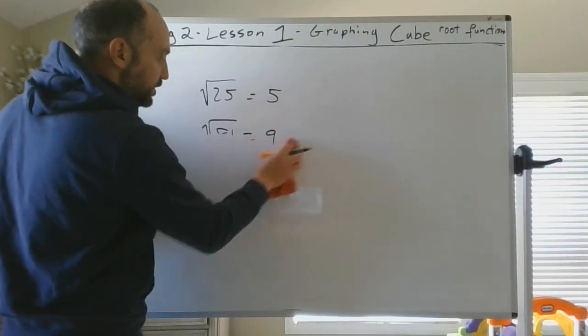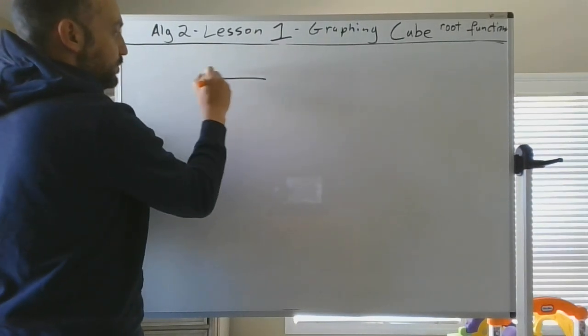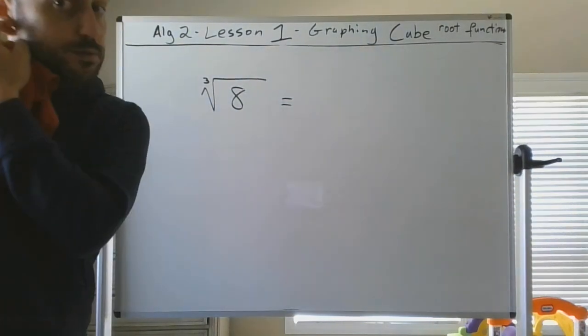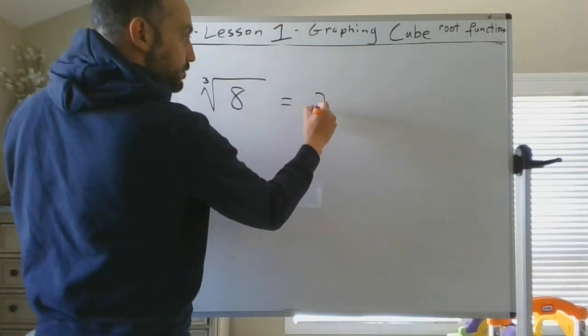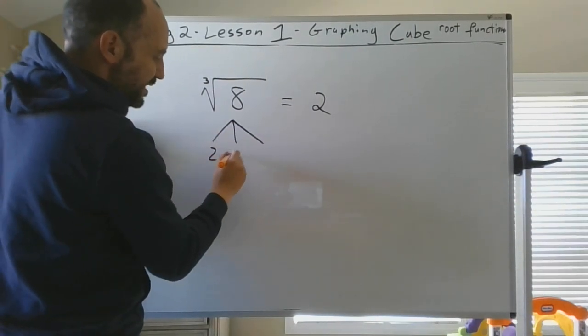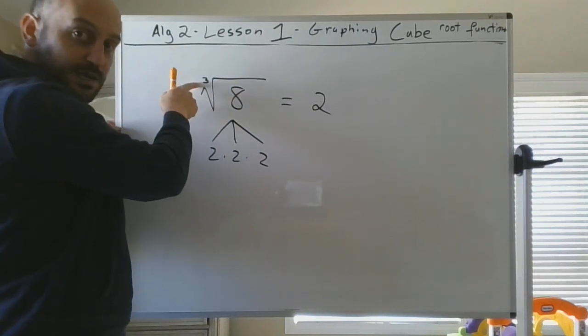Just a quick reminder what a cube root is. For example, the cube root of 8. That has a perfect cube. And the cube root of 8 is 2. The reason I know that is because 8 is 2 times 2 times 2. 2 multiplied by itself 3 times.